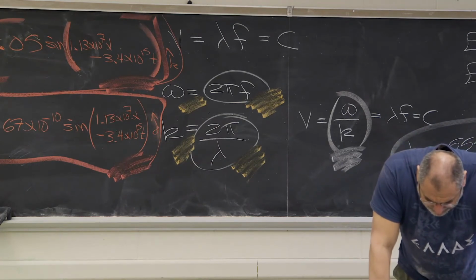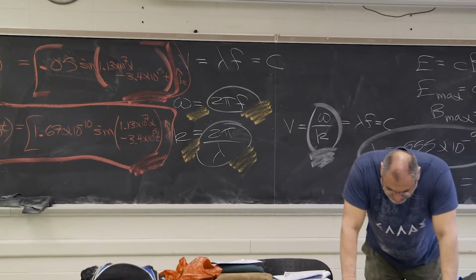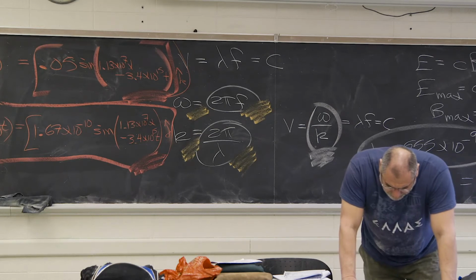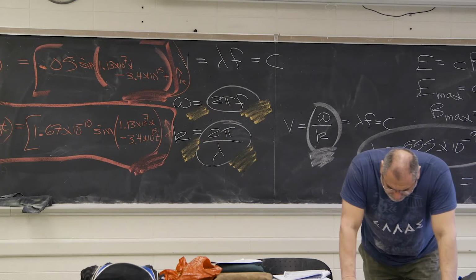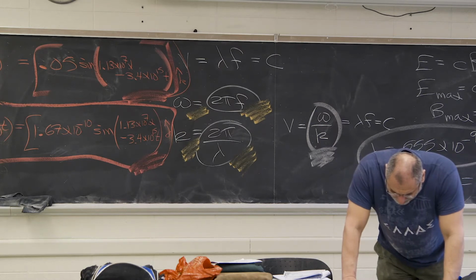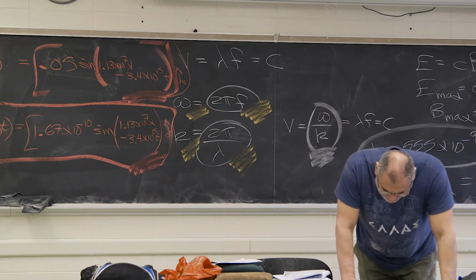41. Find the intensity of the electromagnetic wave described in each case. A, an electromagnetic wave with a wavelength of 710 nanometers and a peak electric field magnitude of 2.5 volts per meter, and B, an angular frequency of 7.5 times 10 to the 8th radians per second and a peak magnetic field of 10 to the negative 10 Tesla. Now, this is rather interesting.